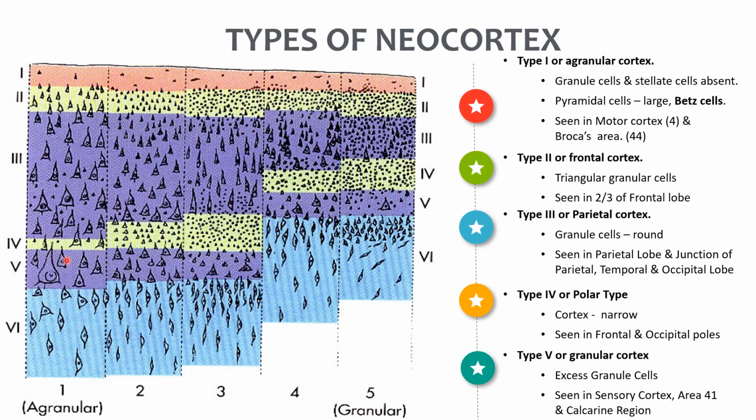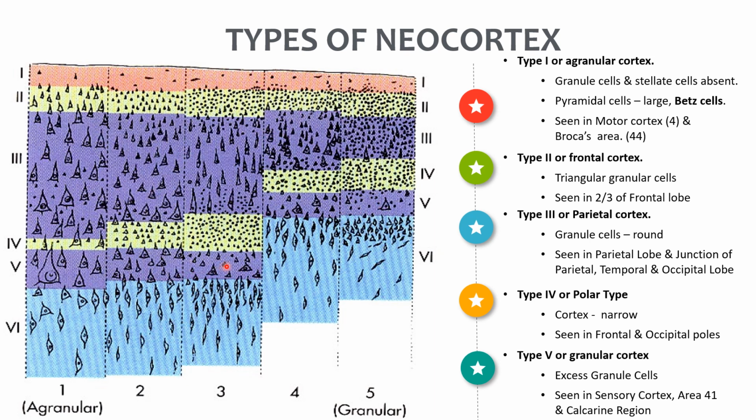And then type 2 or the frontal cortex, here triangular granular cells are seen, which is seen in 2/3 of the whole frontal lobe. And then the type 3 or the parietal cortex, which has granule cells which are round in shape, seen in the parietal lobe and the junction of the parietal, temporal and occipital lobe.